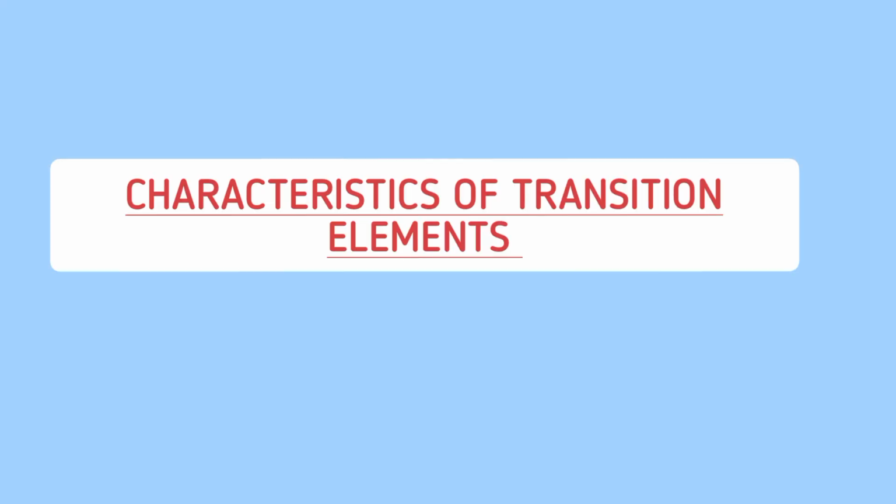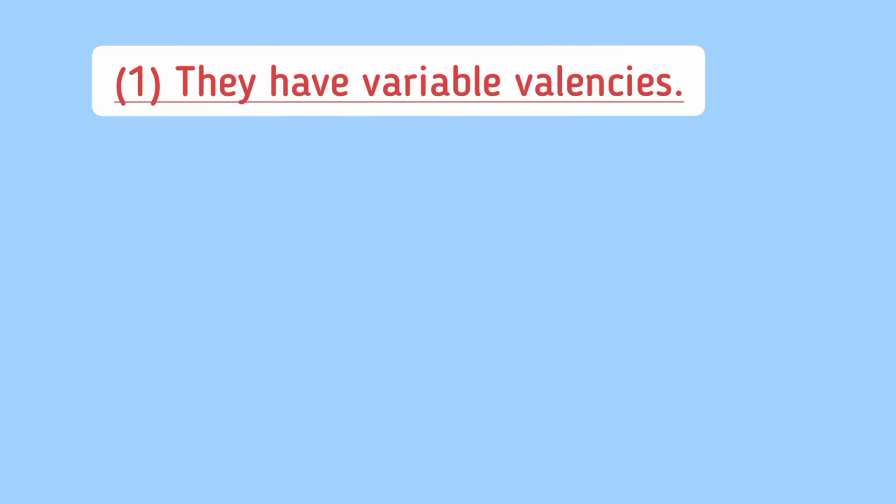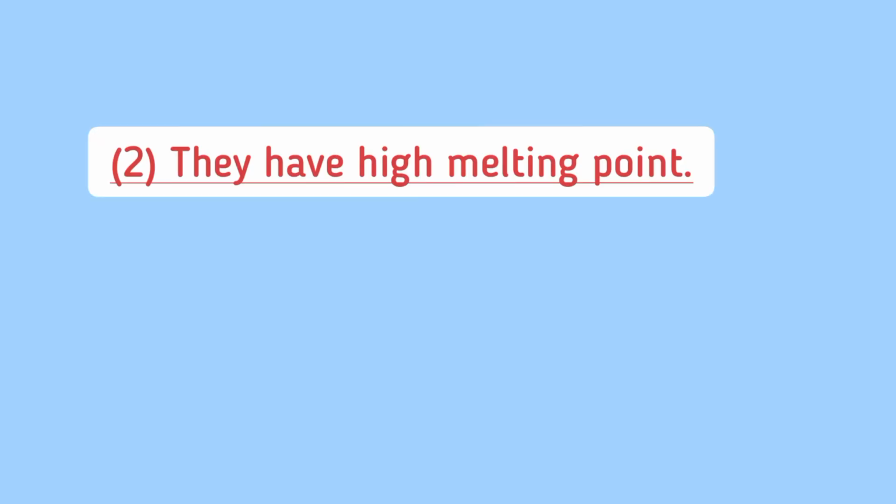Characteristics of transition elements: they have variable valencies, they have high melting points, they are paramagnetic, they change color in solutions.